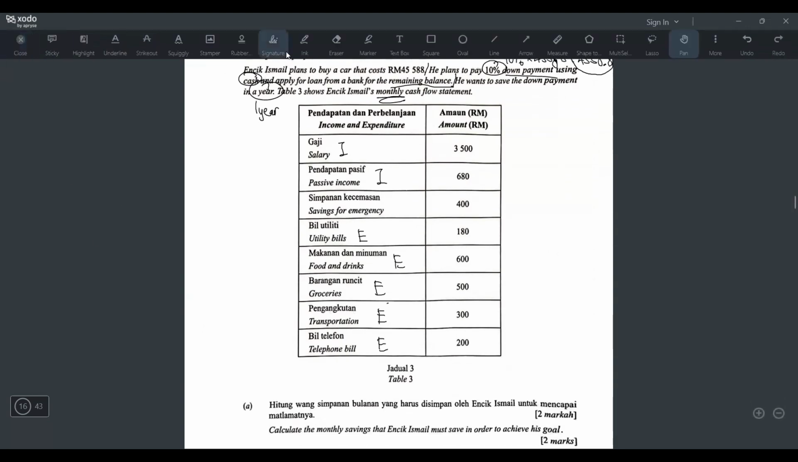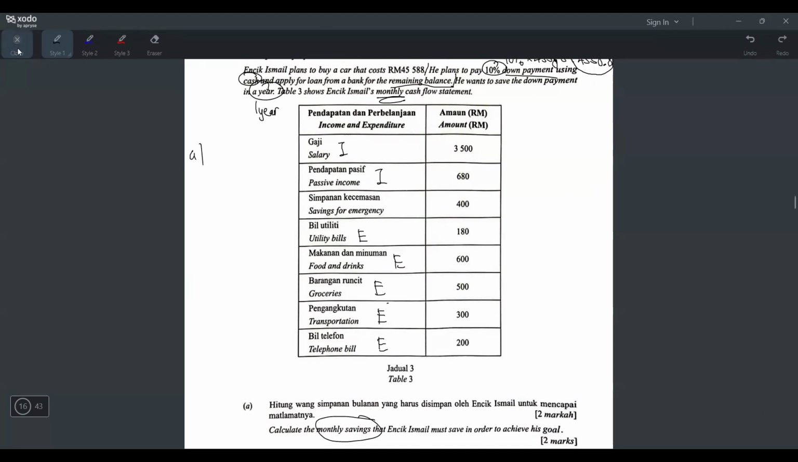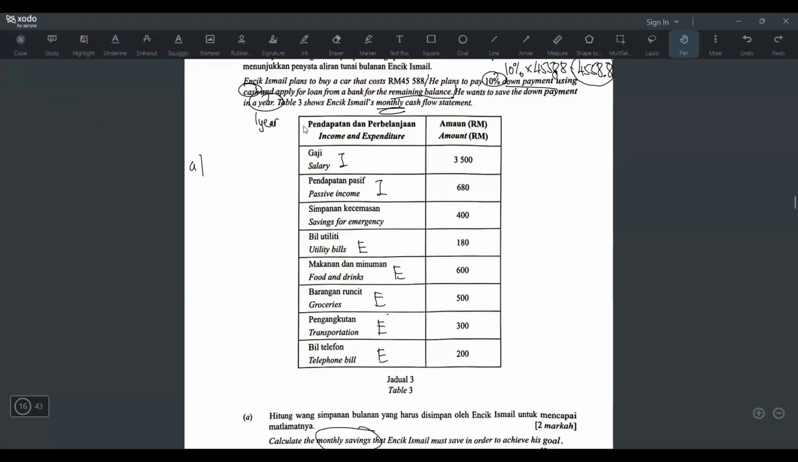Let's read what the A says. Soalan A, calculate the monthly savings that Encik Ismail must save in order to achieve his goal. Hitung wang simpanan bulanan yang harus disimpan oleh Ismail untuk mencapai matlamatnya. So, dia kena simpan 1 bulan berapa baru boleh dia save 4558.8 in 1 year. Okay, senang je. So, first I'll write monthly savings needed.